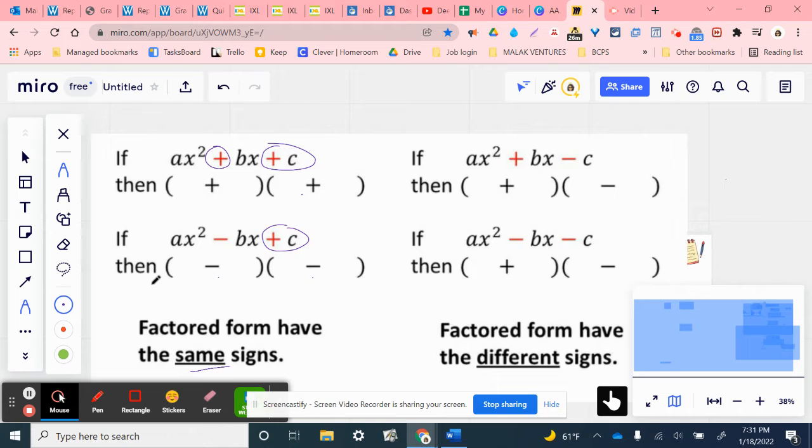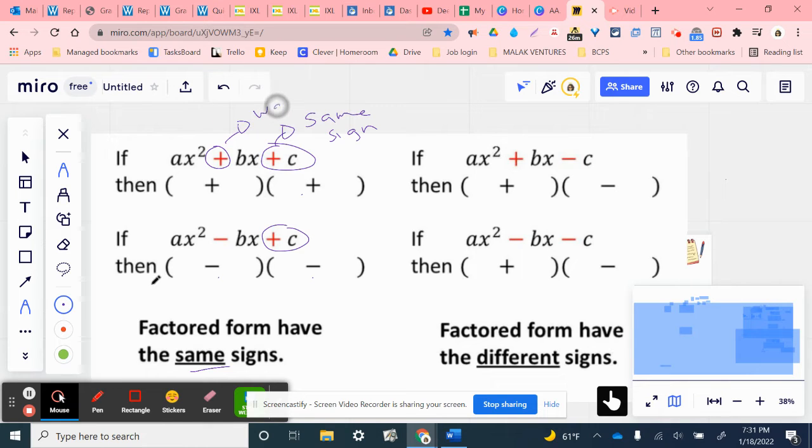And the reason why is because when you FOIL and you combine like terms, a positive plus a positive is going to give you a positive. A negative plus a negative is going to give you a negative. So this tells you if they are the same sign inside the parentheses, and this tells you what sign they are. What sign should be inside the parentheses.